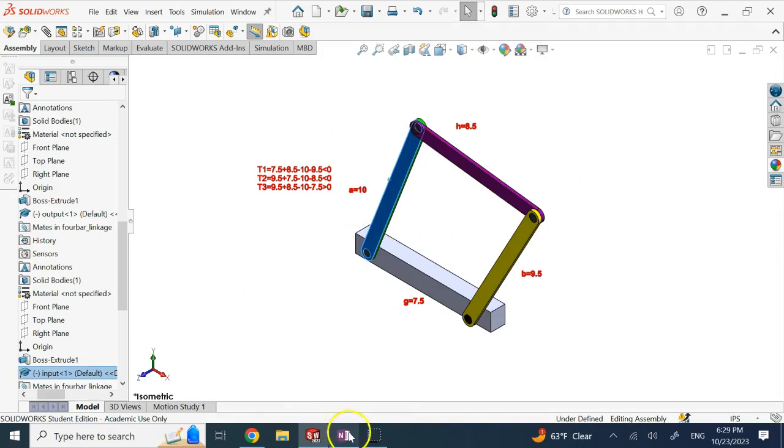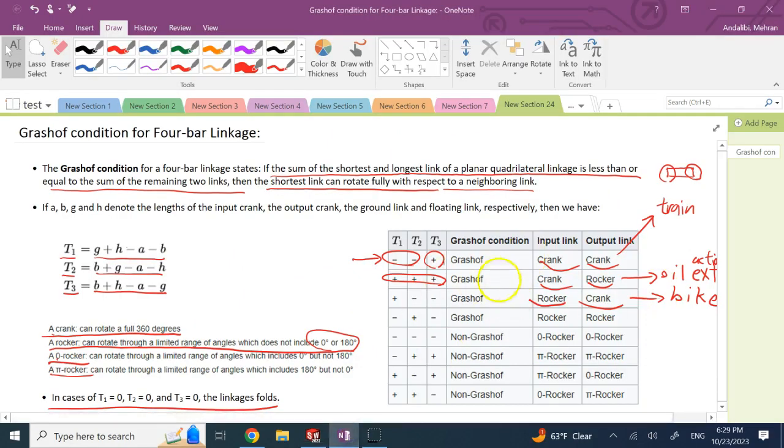So these are different scenarios to get different outputs out of the mechanism for different applications.